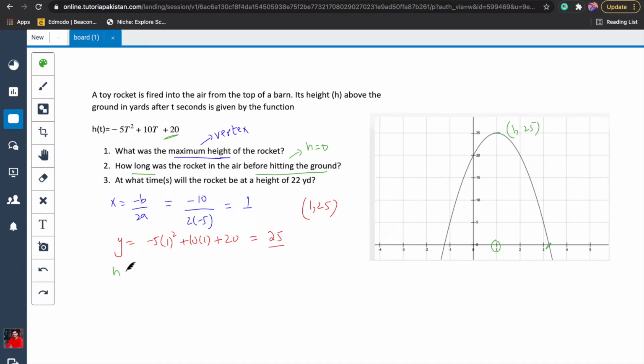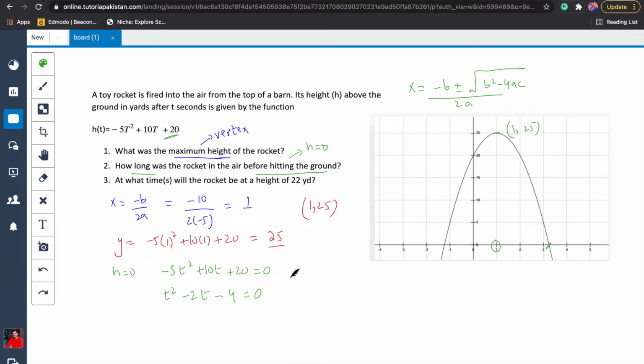So when h equals 0, the equation looks something like this. We have minus 5t squared plus 10t plus 20 equals 0. Let's simplify this. We can divide the entire equation by minus 5. We will have t squared minus 2t minus 4 equals 0. If you look at the equation, we can't simplify it further, so we will have to use the quadratic formula. I hope you remember the quadratic formula. It's x equals minus b plus or minus the square root of b squared minus 4ac, over 2a.